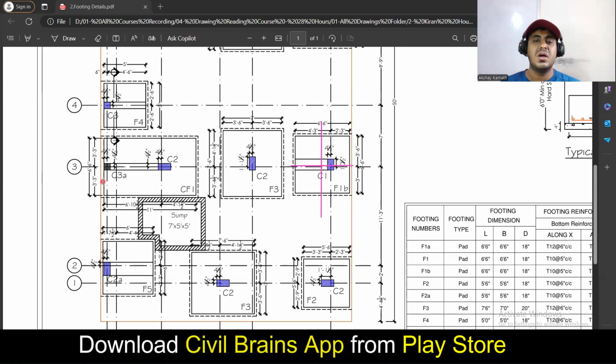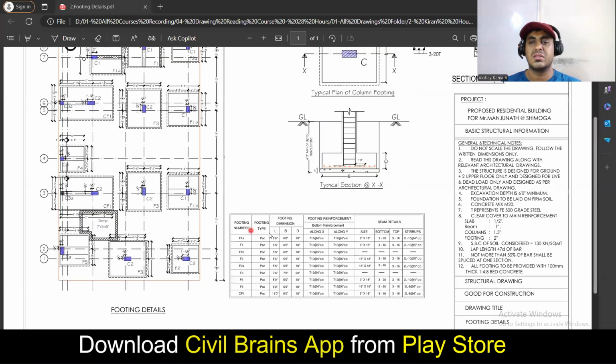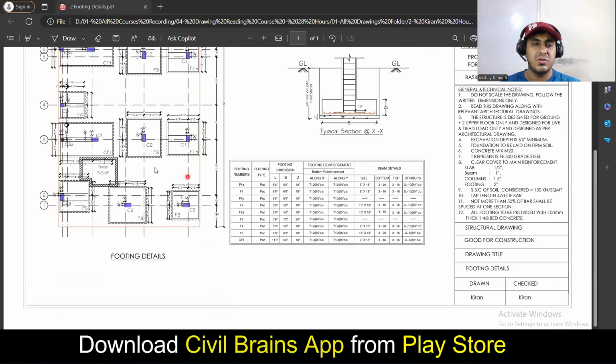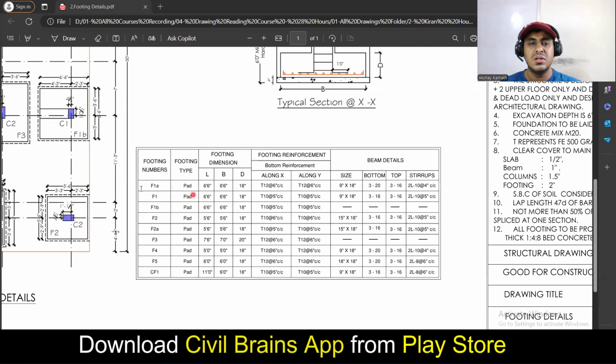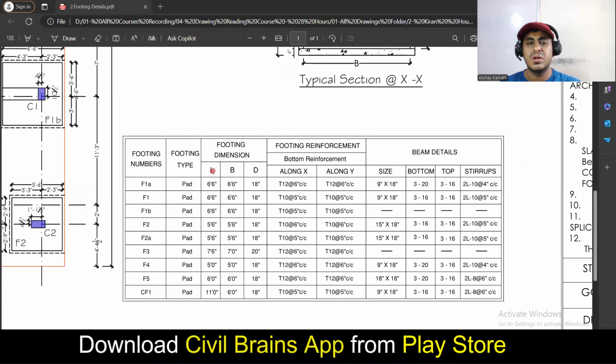Understood? So this is how you are supposed to understand the concept, and based on that, all these footings are designed. And then for the same drawing, they have given the beams. You see here, they have given the length of the footing, the breadth of the footing and the depth of the footing. The reinforcement is given. You see the beam details. You're supposed to provide a 9-inch by 18-inch beam. Why 18-inch? Whatever is the depth of the footing, the same depth they have given in the beam. Usually that is what we try to do.